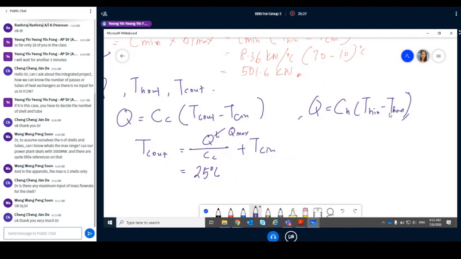Calculate CH, CC, and then you will get Cmin, the lower value. Then after that, calculate the Qmax. Then eventually you can get the outlet temperature of the hot stream and cold stream. So it's very simple and straightforward, isn't it, students?